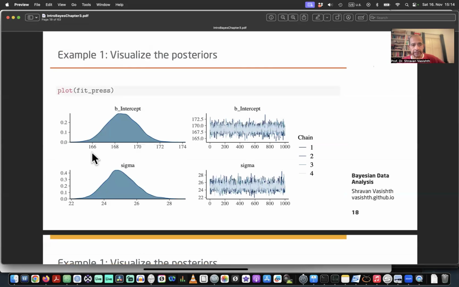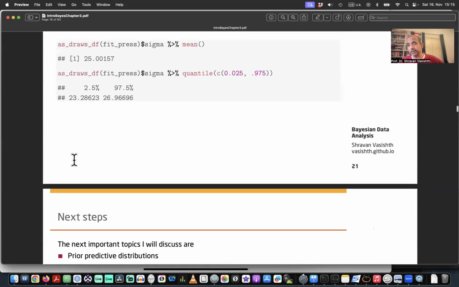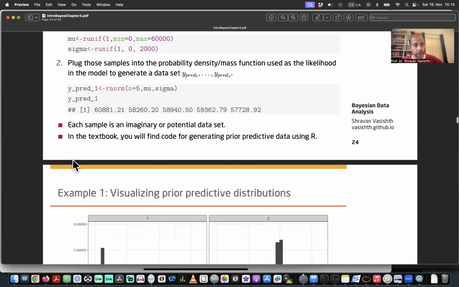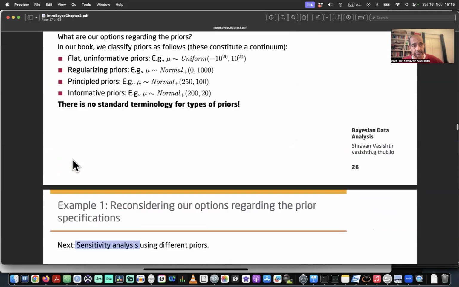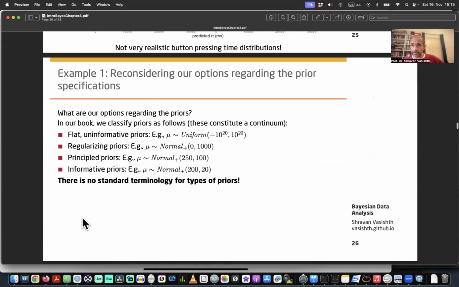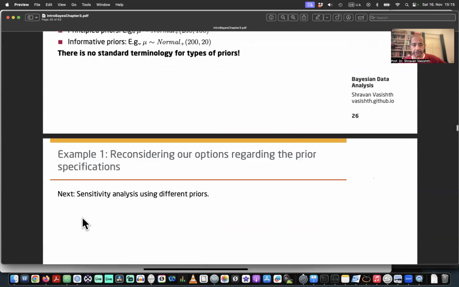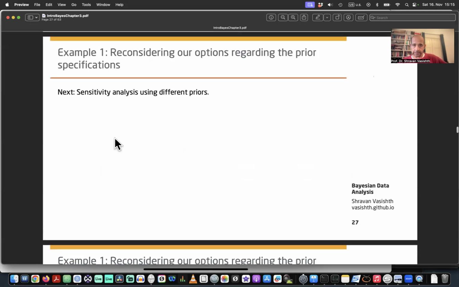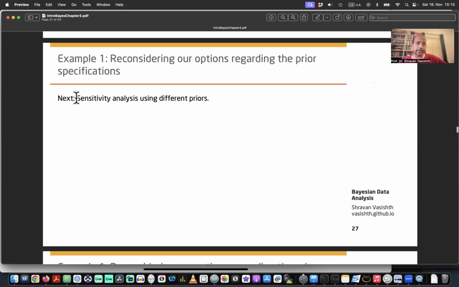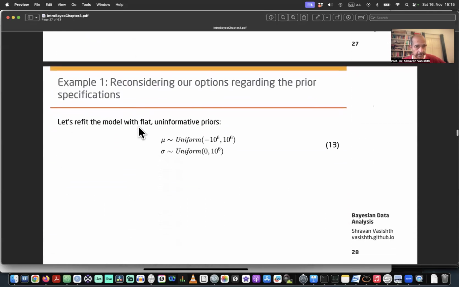So by just eyeballing this posterior, I'm not trying to say that I have evidence that button pressing time is not 150 milliseconds or something like that. That kind of hypothesis test requires extra work. And there, the prior specification can be very, very influential. So that's why it's important to become aware quite early of the importance of the prior in the model specification. The way we would investigate the effect of the prior is by a sensitivity analysis. Let's see how this works.